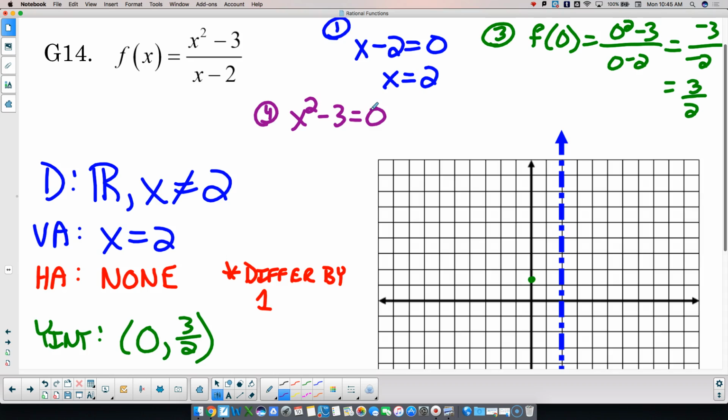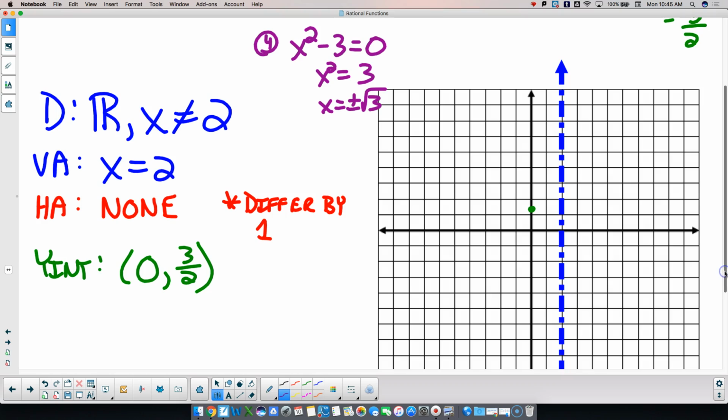Add 3 to both sides. Yes? Okay. What are my x-intercepts? Square root of 3, 0. And negative square root of 3, 0.